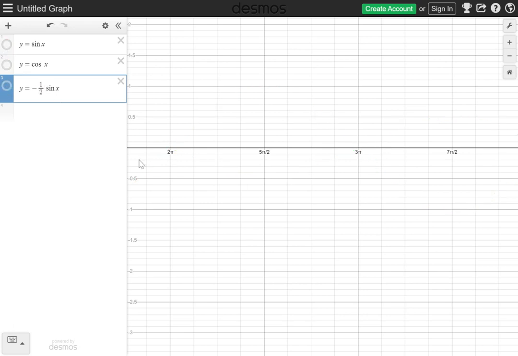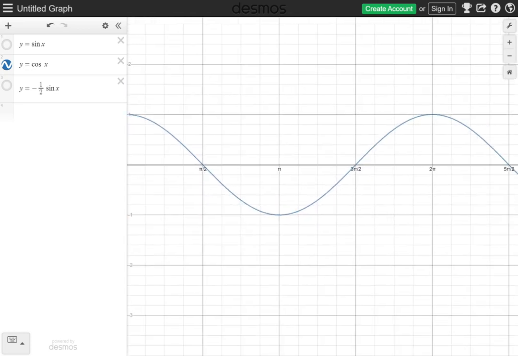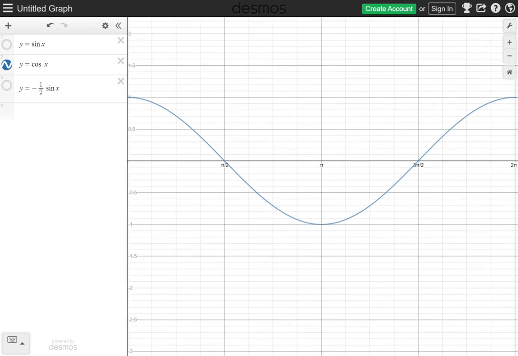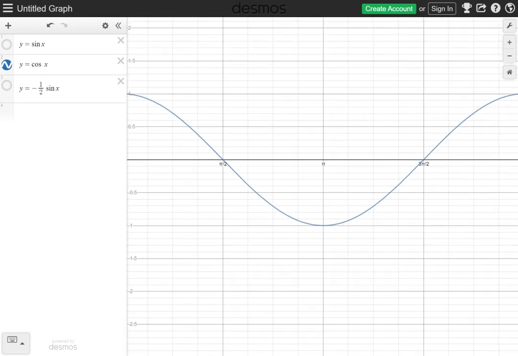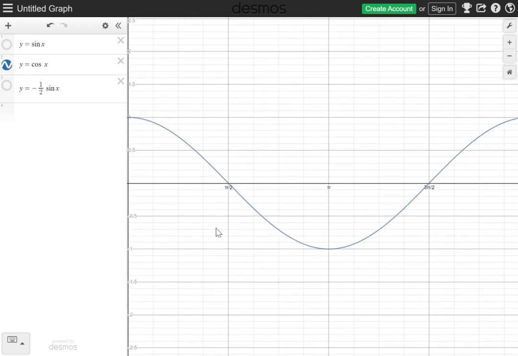If you recall, period is how often the graph repeats. So here's my cosine. I'm going to go back to the beginning. If we look at this, I'm going to stretch this out so you see exactly one period. That's one full period of cosine. We started at our maximum and we go down to our minimum and back to our maximum.